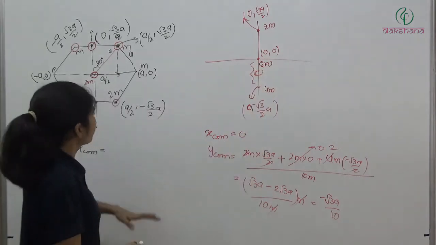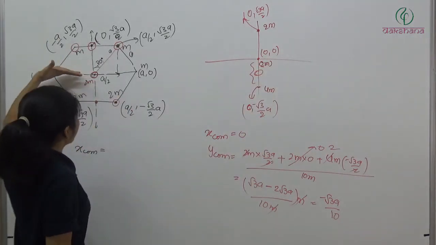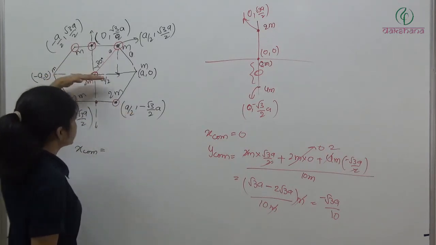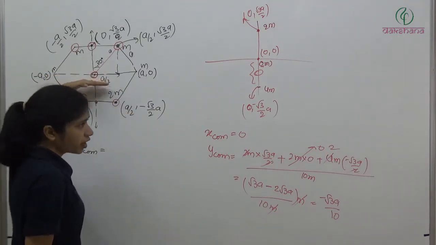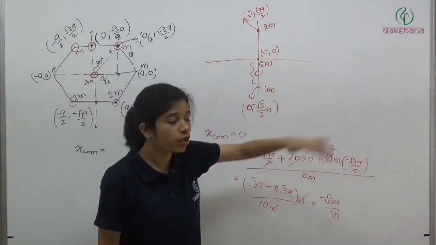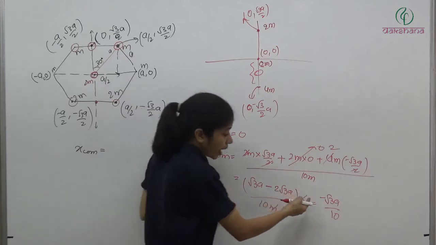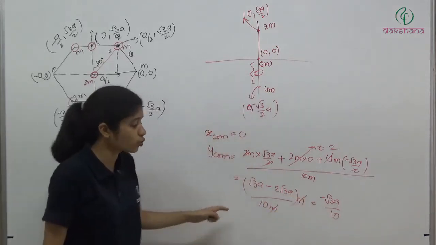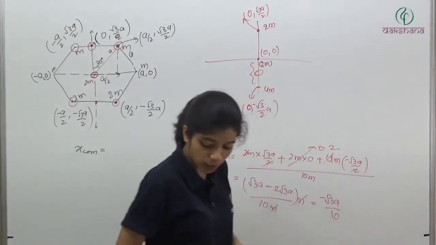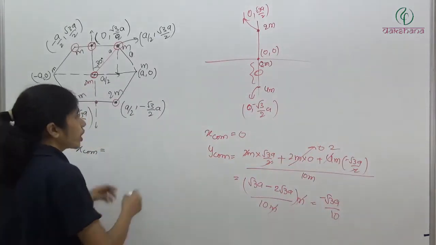So definitely we had seen that if we have more mass at these locations, then the center of mass is going to lie somewhere here, and we are seeing that it is lying below this line, right? So the center of mass is lying at minus root 3a by 10 as the y location. Clear? So it is lying below the x-axis. So you can do it in this way.